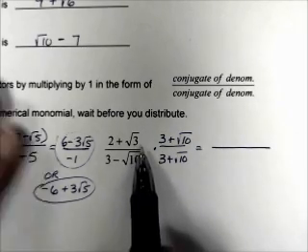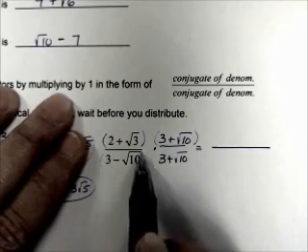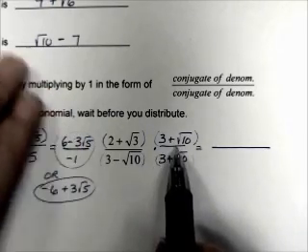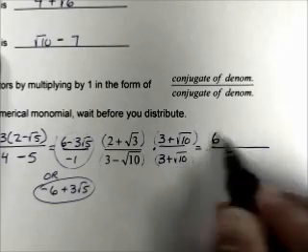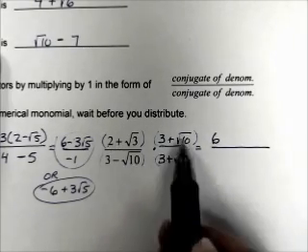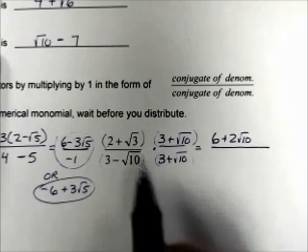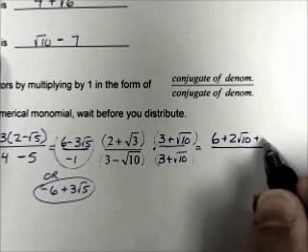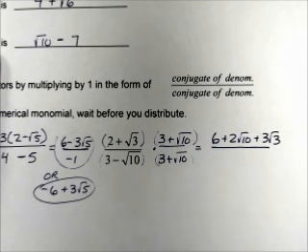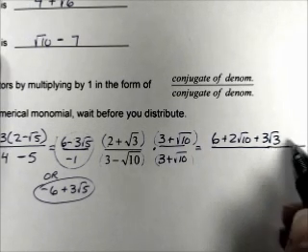Now we'll have to FOIL. If you need to, put parentheses around these. FOILing the numerator, 2 times 3 is 6. Outside, 2 times the square root of 10 is 2 square root of 10. Inside, square root of 3 times 3 is 3 square root of 3. And last, square root of 3 times the square root of 10 is square root of 30.